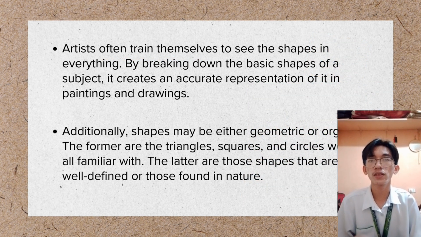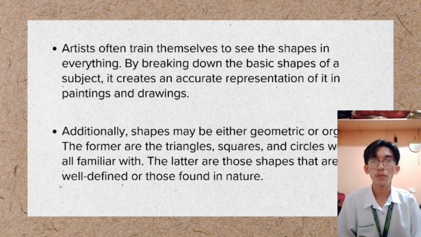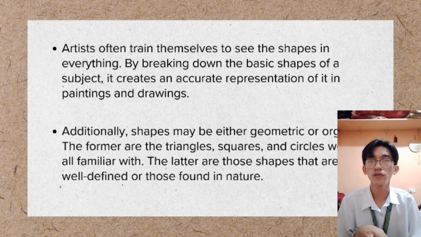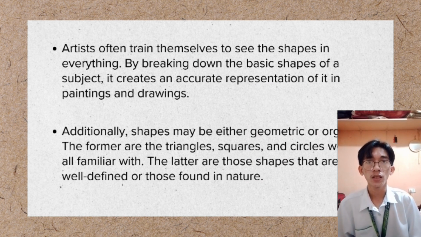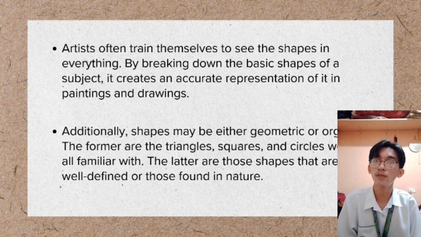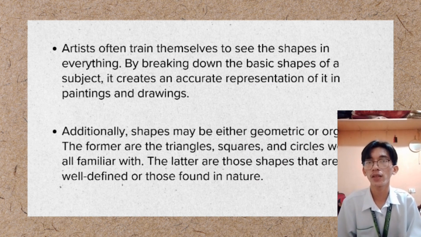Artists often train themselves to see the shapes in everything. By breaking down the basic shapes of a subject, it creates an accurate representation of it in paintings and drawings. Additionally, shapes may be either geometric or organic. The former are the triangles, squares, and circles we're all familiar with. The latter are those shapes that are not well defined or those found in nature.